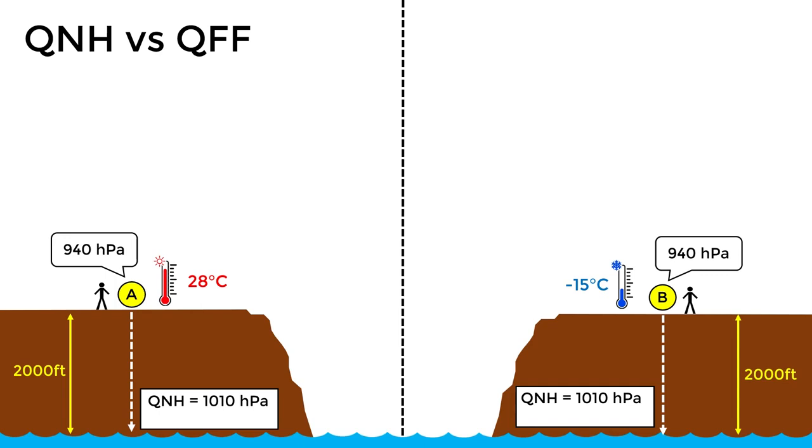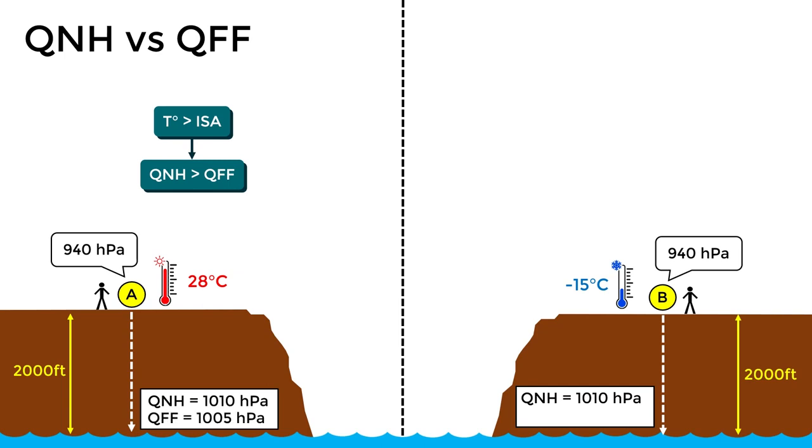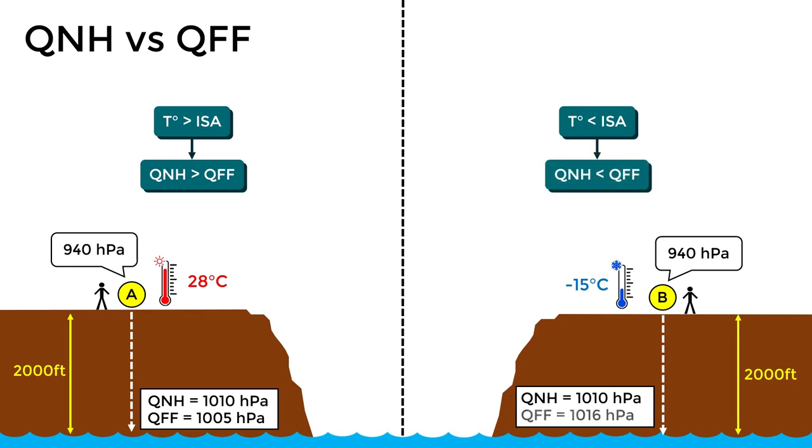On the other hand, to calculate the QFF, we actually have to consider the current temperature at the station, and since these temperatures are so different, then the resulting QFF will be different in both cases. In the case of station A, since the temperature is above standard, then the QFF will be lower than the QNH. In this particular case, 1005. And on the other hand, in the case of station B, since the temperature is below standard, then the QFF will be higher than the QNH, specifically 1016.